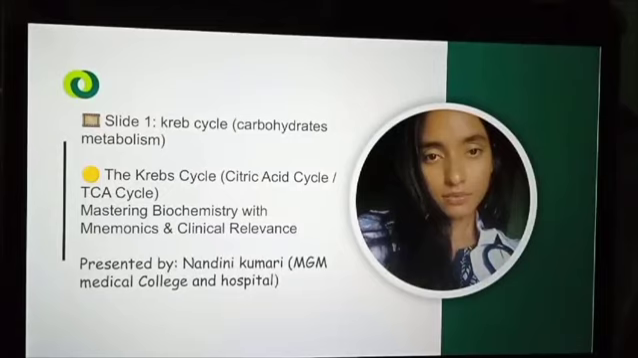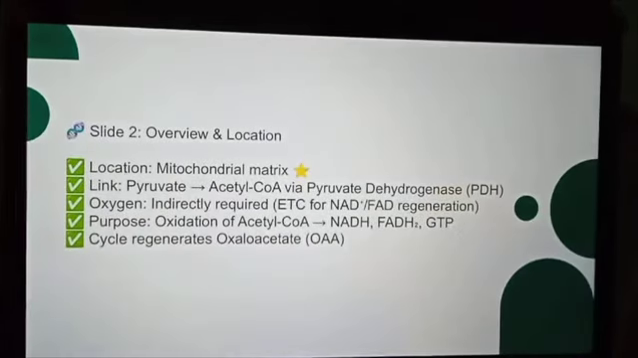Today I am going to discuss the Krebs cycle, which is also known as the citric acid cycle and the TCA cycle. So let's begin. Now let's talk about overview and location.